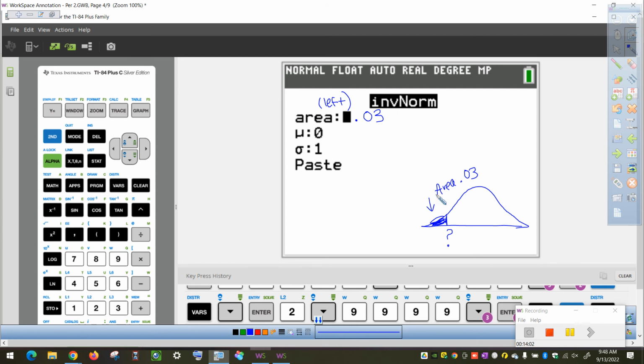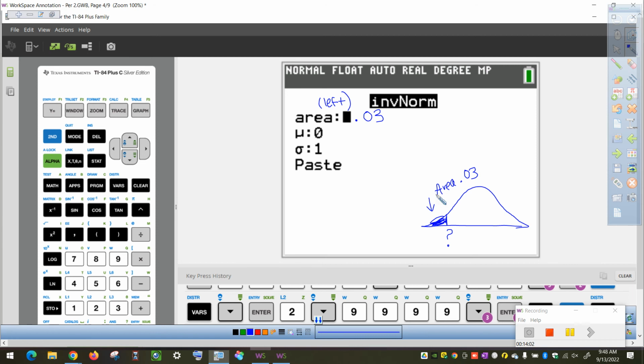Now, if you had a picture where your shading was to the right, like if you were trying to figure out something over here on this side, you could do 1 minus the answer that you get, because the area you type in here is never going to represent the area to the right.